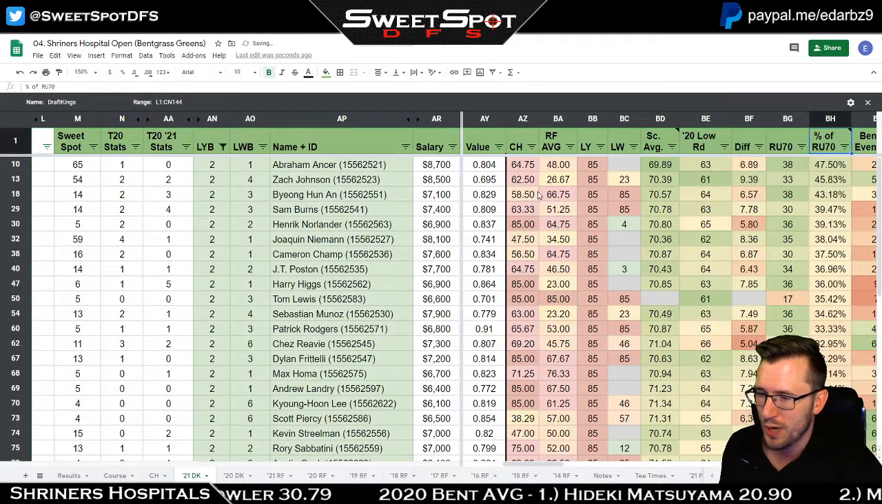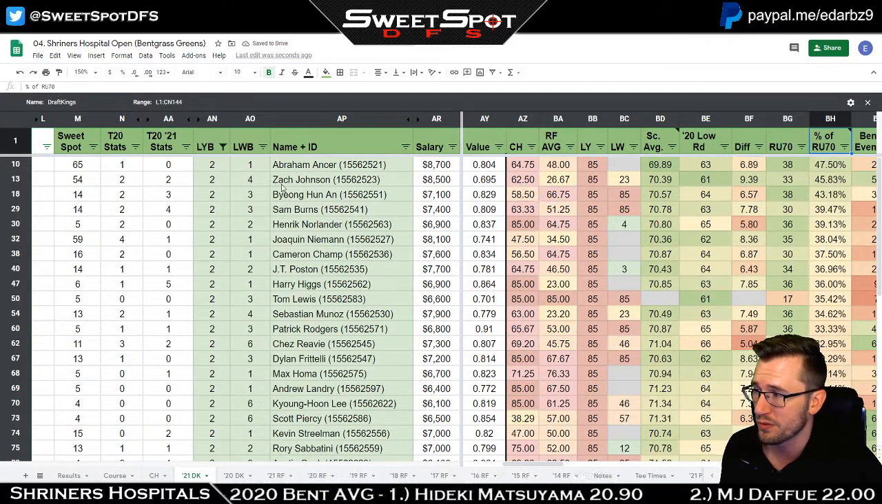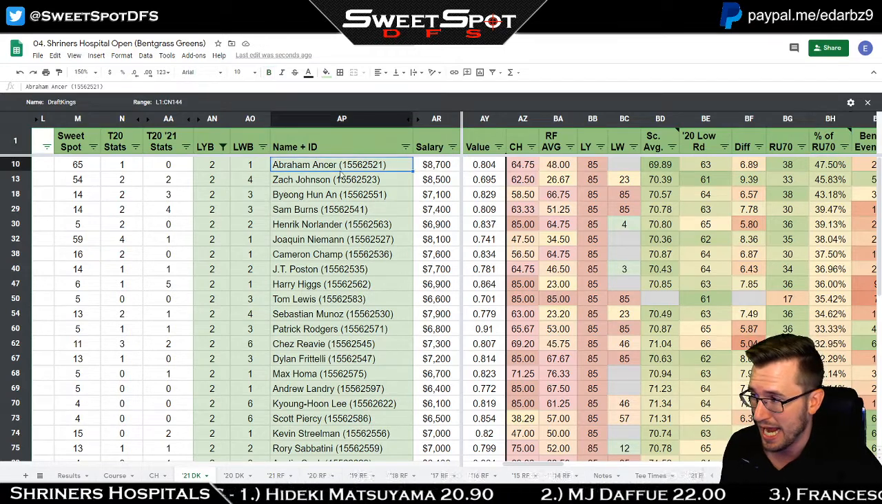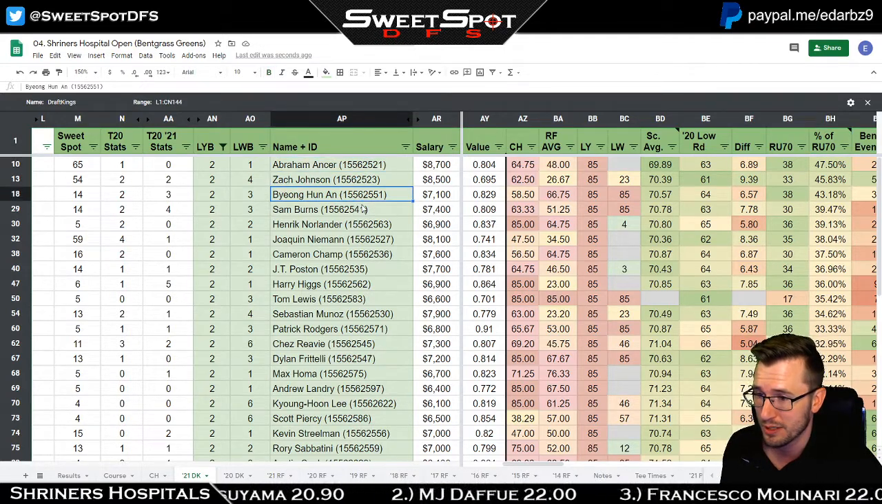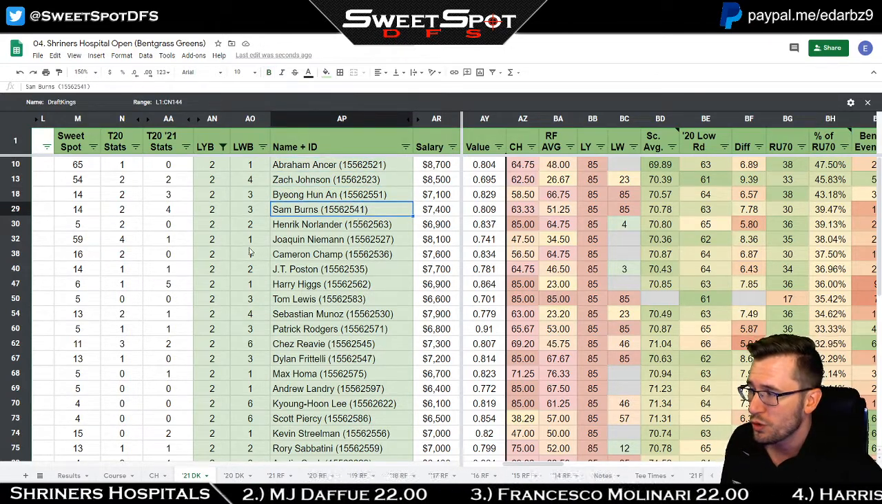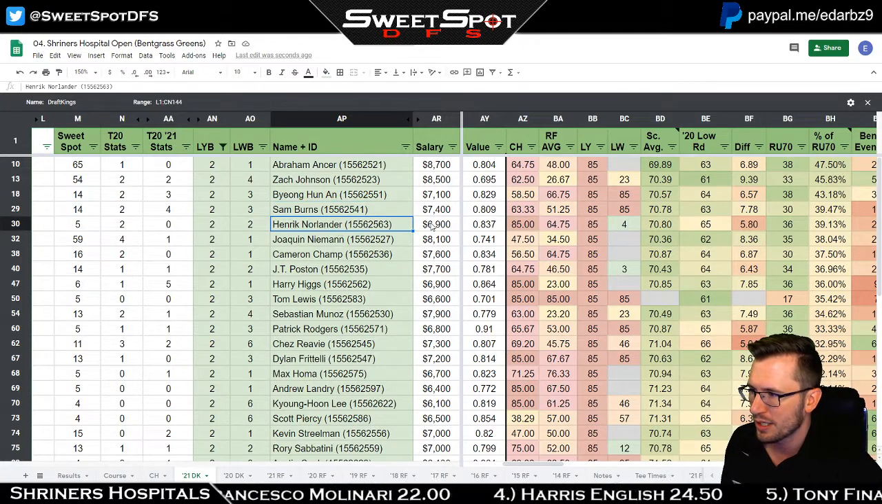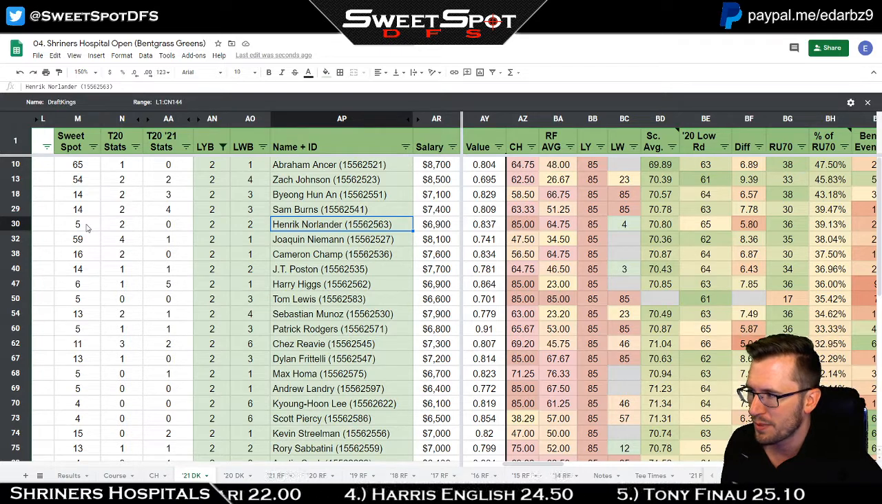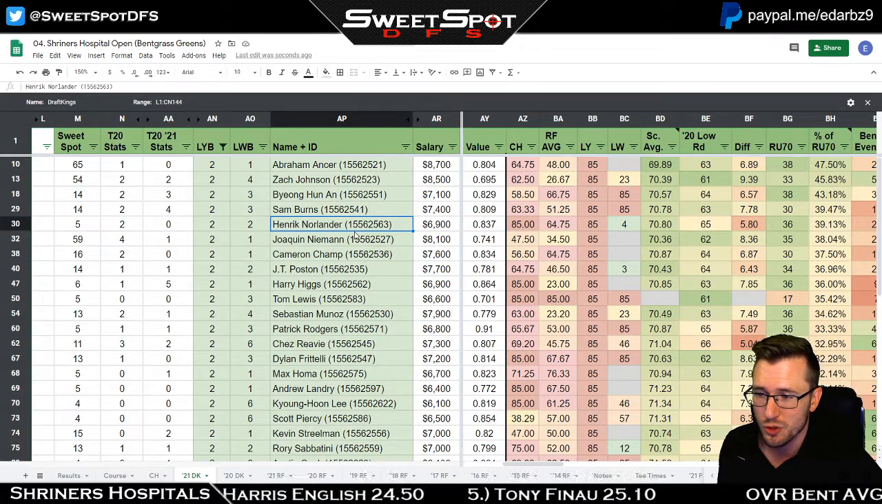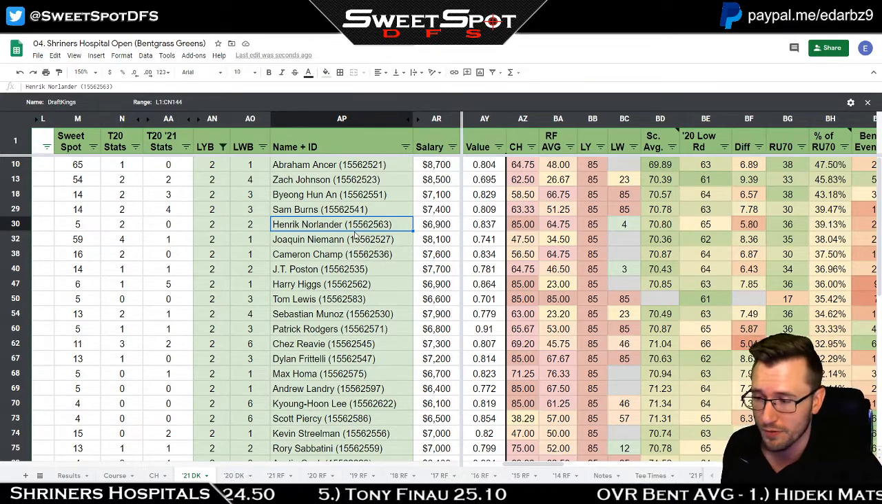And then rounds, the percentage of rounds under 70. You have Abe Ancer, Zach Johnson, and Byeong Hun An, and then Sam Burns. So you could go multiple different ways. Like look at Henrik Norlander. He is a 6K guy. Obviously the number doesn't show up that great, but he's also in competition with all the other 6K golfers.